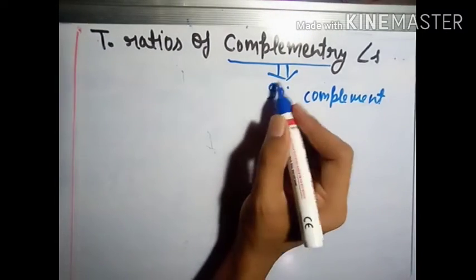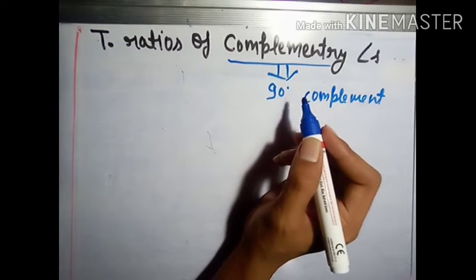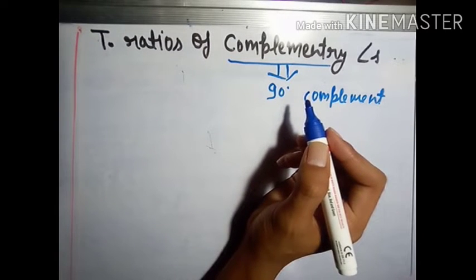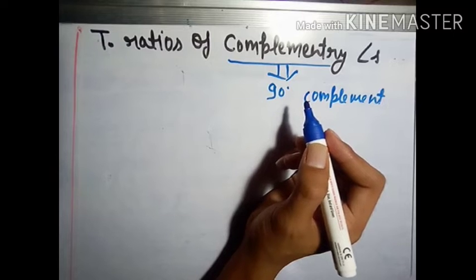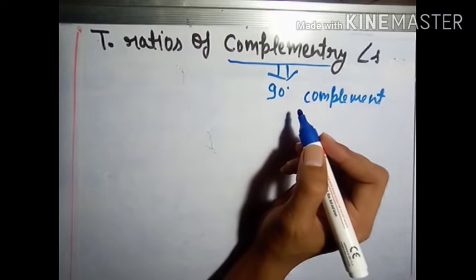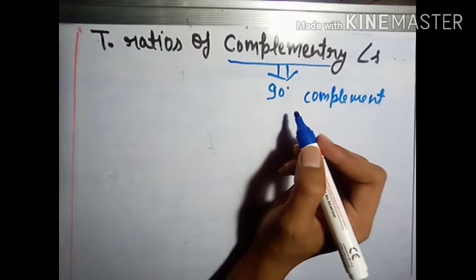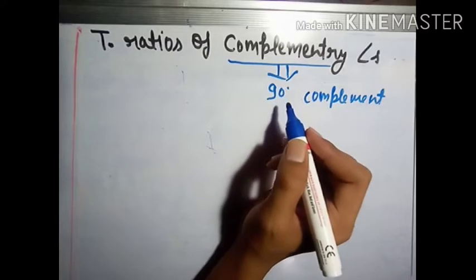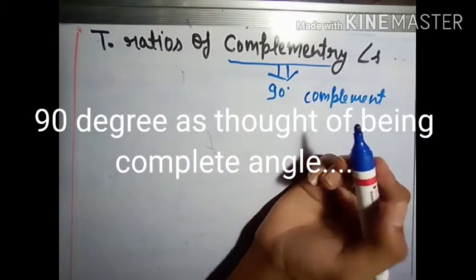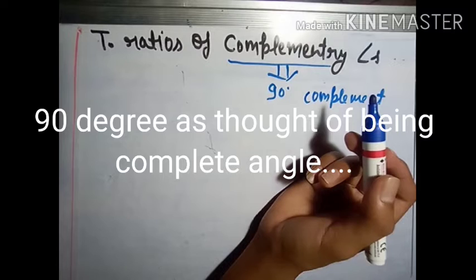Complementum is the word that means completed from Greek, and 90 degrees is thought of as a complete angle. Actually a complete angle is 360 degrees, but this 90 degrees is thought of as a complete angle, so we are calling it a complementary angle.